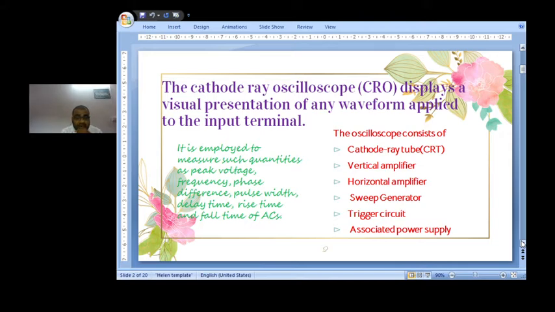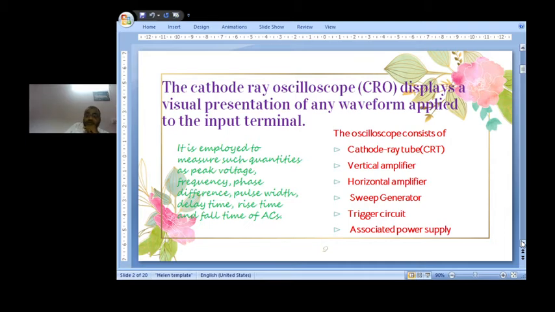So it is basically employed to measure such quantities as peak voltage. तो जैसा मान लो हाउस होल्ड जो एसी है, तो उसका पीक वोल्टेज क्या है, 220 वोल्ट। फ्रीक्वेंसी इसको मेजर करने के लिए जो हाउस होल्ड एसी है, तो उसका फ्रीक्वेंसी है कितना, 50 हर्ट्ज। So to measure all these parameters associated with AC form is basically measured by this CRO.